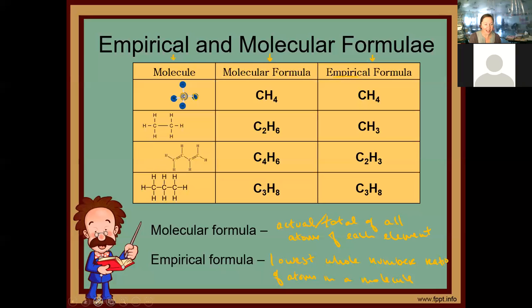If this guy has 2 carbons, we're going to put 2 carbons. If this guy has 1, 2, 3, 4, 5, 6 hydrogens, we're going to put 6 hydrogens. But notice that 2 and 6 are both divisible by 2. So I can divide both by 2 and get my empirical simplified reduced ratio formula, C1H3. Good? Easy peasy, right? Count atoms, get the molecular formula. Reduce to simplest terms, find the empirical formula.